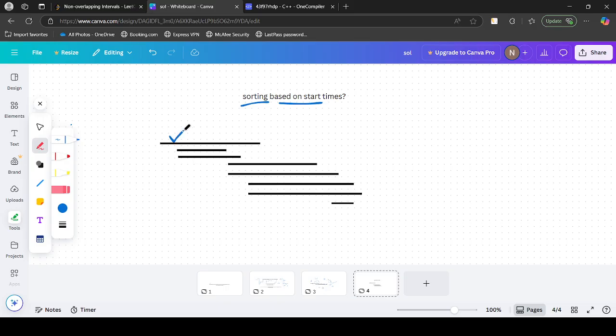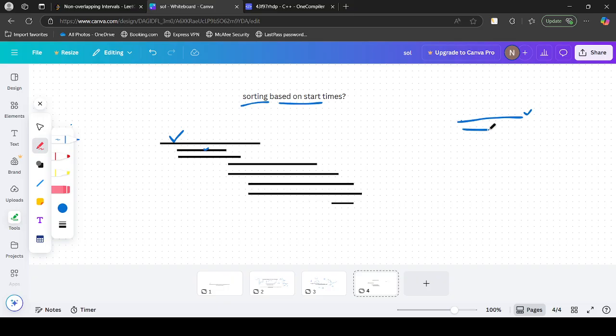So this is the first interval. Let's assume that this is the first interval of the non-overlapping set because it's the first one. So this is the first one, and let's come to the second one. What is the problem here? The first one has a very high endpoint and the second one has a small endpoint.